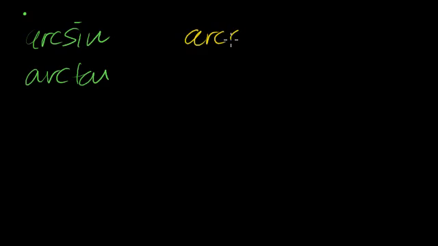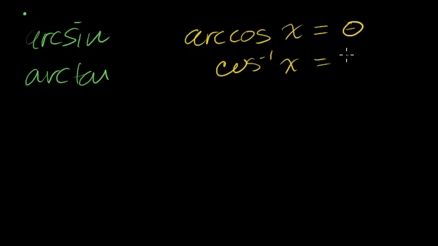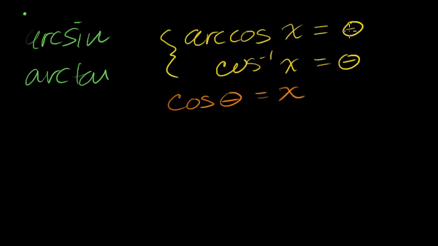If I were to tell you that the arc cosine of x is equal to theta, this is an equivalent statement to saying that the inverse cosine of x is equal to theta. These are just two different ways of writing the exact same thing. As soon as I see an arc anything or an inverse trig function in general, my brain immediately rearranges this. It says that if I take the cosine of some angle theta, I'm going to get x.